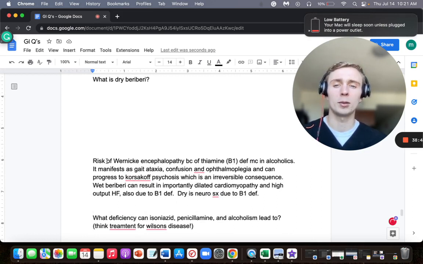Wet beriberi, remember in the cardiovascular unit, we talked about it as a cause of dilated cardiomyopathy. So that's wet beriberi leading to high output heart failure, also due to B1 deficiency. So remember we mentioned thiamine, B1 deficiency, and high output heart failure for dilated cardiomyopathy. And that's wet beriberi. And dry is neuro symptoms. So dry is a thiamine deficiency with neuro symptoms.